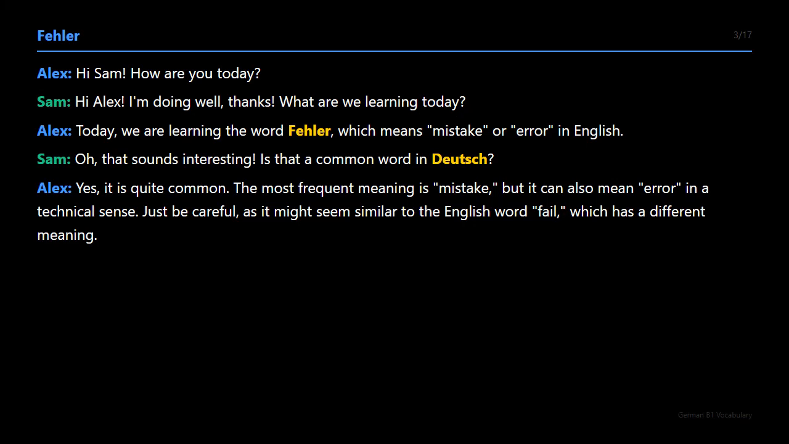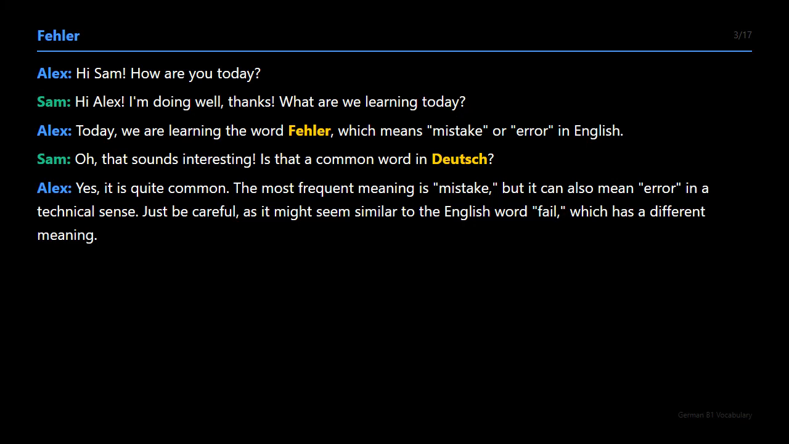Today, we are learning the word Fehler, which means mistake or error in English. Oh, that sounds interesting. Is that a common word in Deutsch? Yes, it is quite common. The most frequent meaning is mistake, but it can also mean error in a technical sense. Just be careful, as it might seem similar to the English word fail, which has a different meaning.